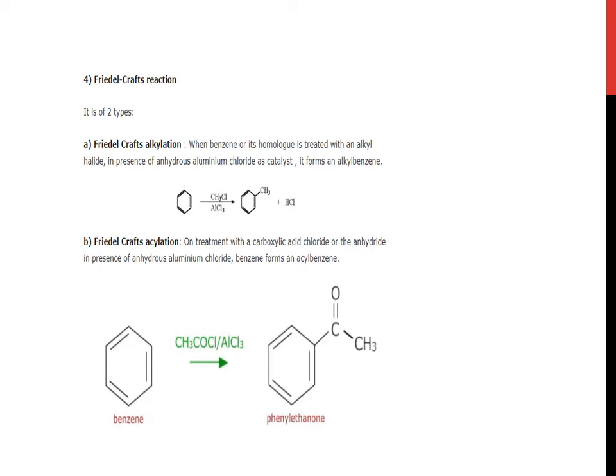When benzene or its homologues are treated with an alkyl halide in the presence of anhydrous aluminum chloride as catalyst, it forms an alkyl benzene. Here, benzene is treated with CH3Cl in the presence of anhydrous AlCl3. Then it gives methyl benzene.